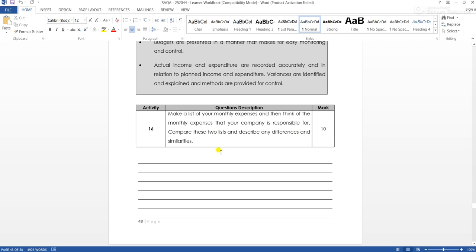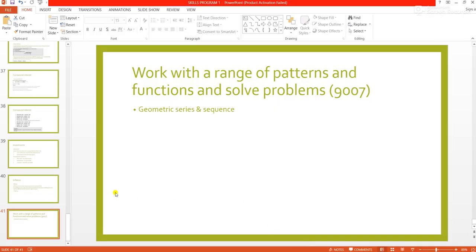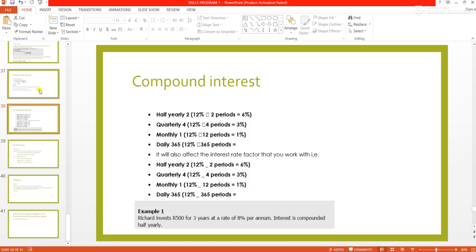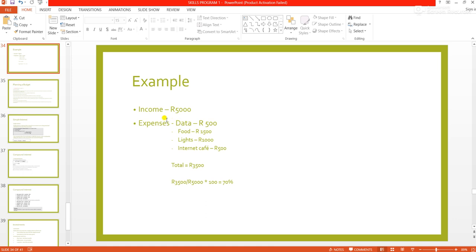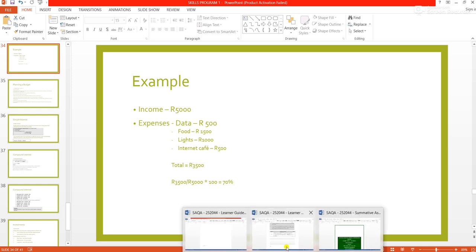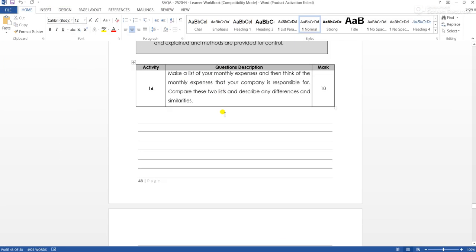The good thing is, remember, I've done an example in terms of planning a budget. You can just take this example and draw another table where you compare your monthly expenses, based on that example that I've provided. You can provide your example, and include the company's expenses also. So that's what you're going to do for activity 16.